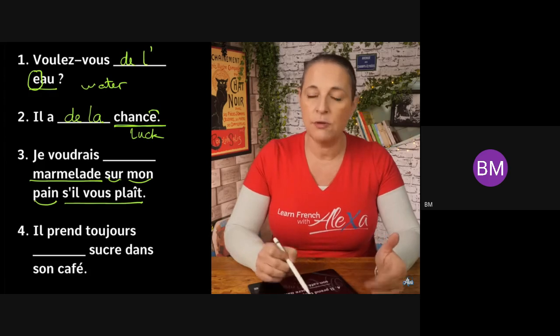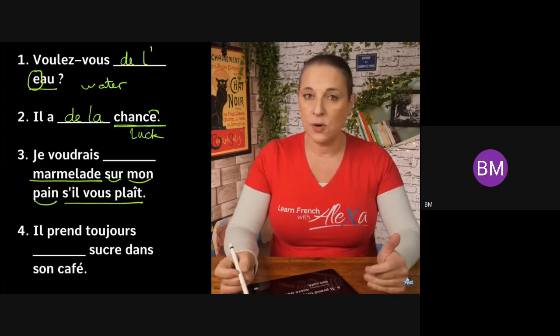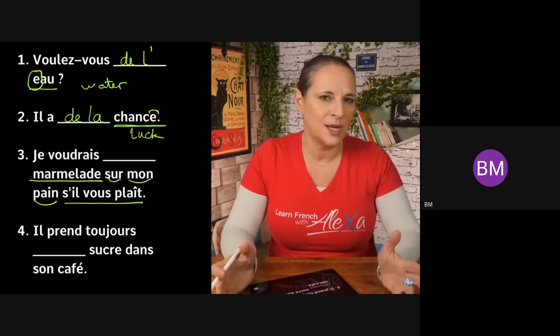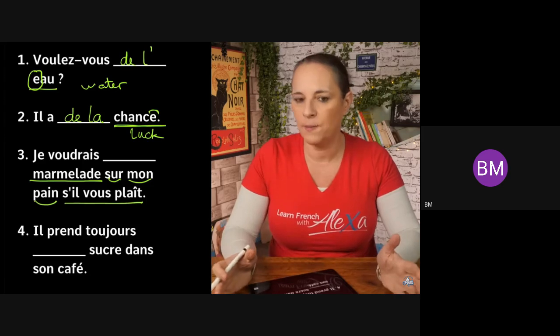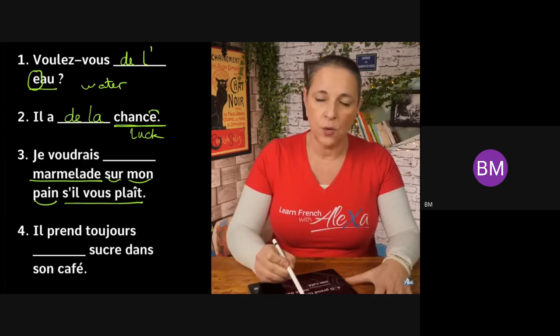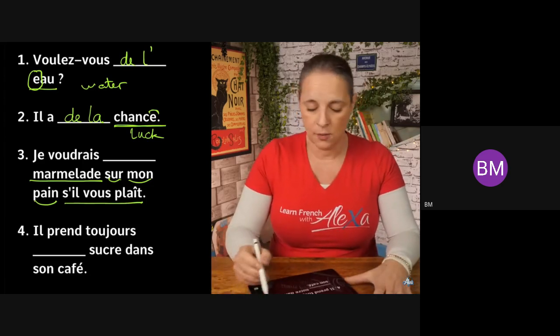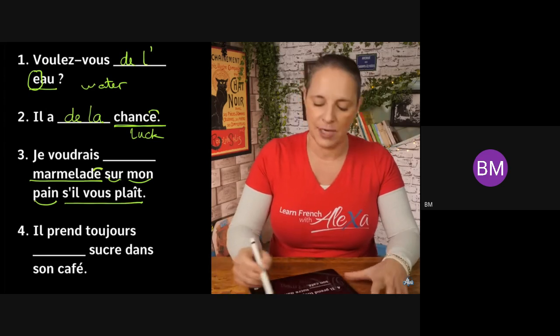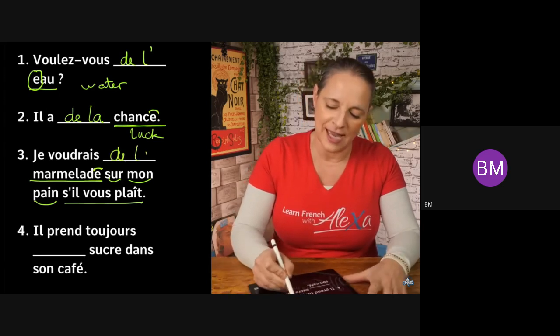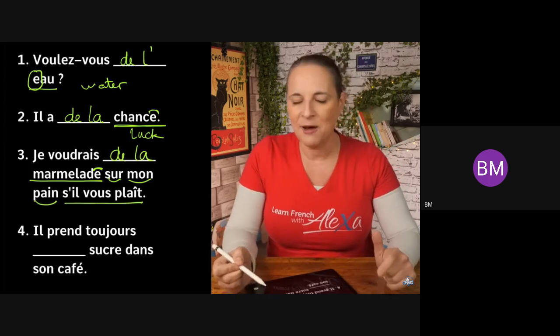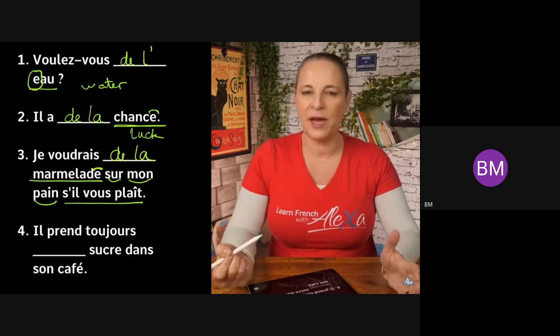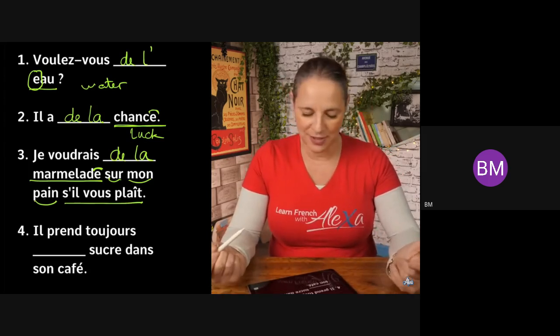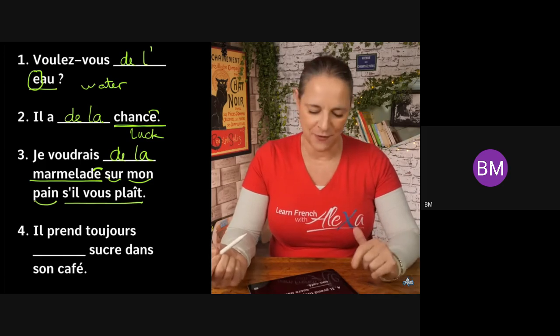Well, it's not a plural. There is no S. It's not de l' because the word doesn't begin with an H or a vowel. So, it is either du or de la. Now, what did I say? Most of the time, if the word ends with an E, it is likely to be feminine. So, je voudrais de la marmelade sur mon pain, s'il vous plaît. See what we are doing here? Let's have a look at number 4.